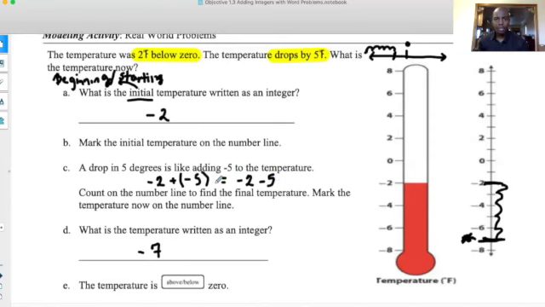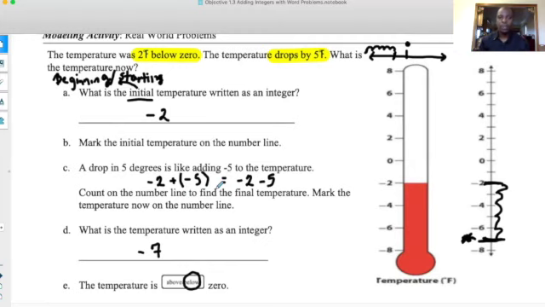But as I showed you in the previous lesson, I'd rather you use keep, change, change, and make sure you add that -5. Change it to look more like addition than subtraction. But to answer this last question, it is below 0. It is still below 0.